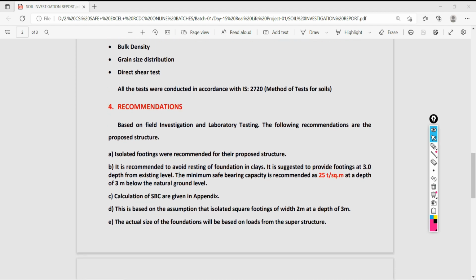It is recommended to avoid resting of foundation in clays. Soft clay, it is not allowed to put your foundation on soft clay. Then what has it suggested? It is suggested to provide footing at a depth of 3 meter. Very interesting.